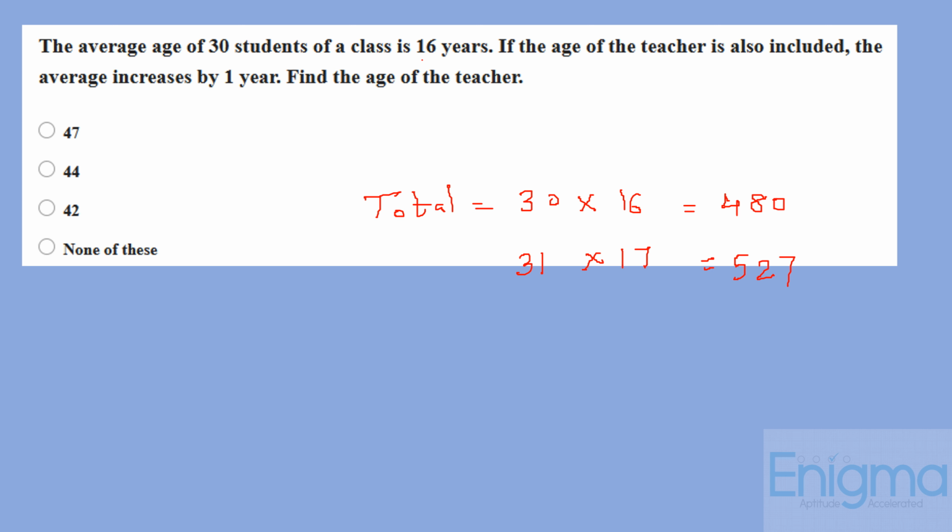Now the question asked is, find the age of the teacher. The difference between these totals is nothing but the age of the teacher, and hence the answer comes out to be 47.